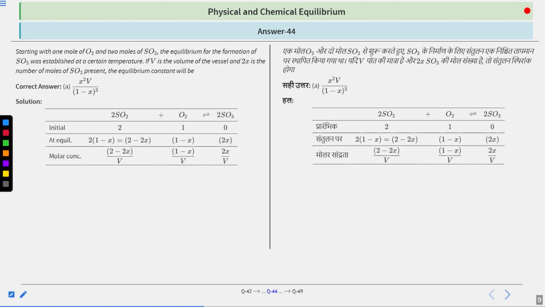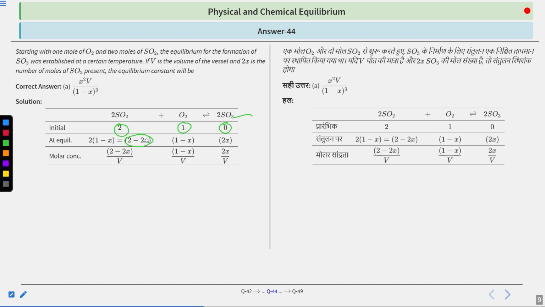So this is the reaction. Initially, 2 moles of SO2 were present and 1 mole of oxygen was present, and SO3 was absent, so 0 moles. Now at equilibrium, if x is the dissociation constant, since 2x of SO3 has been formed, 2 minus 2x is the amount of SO2 at equilibrium, because 2x moles have dissociated from SO2 to form SO3.